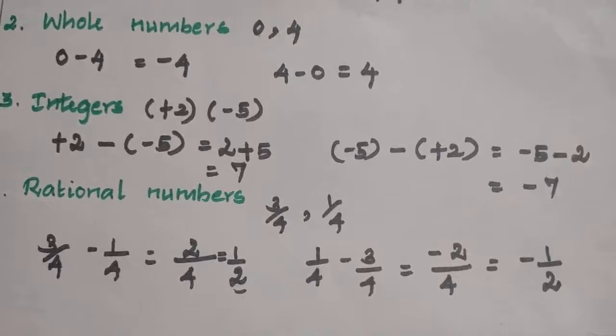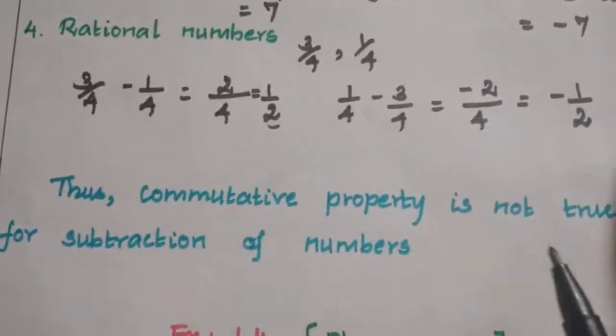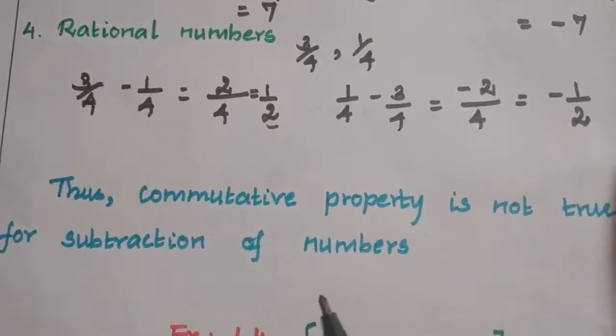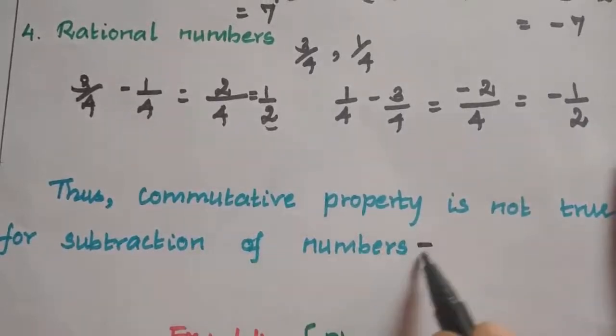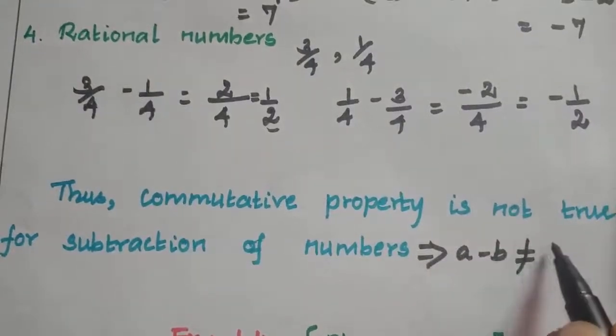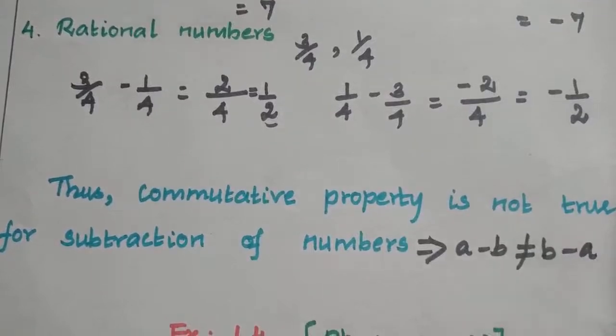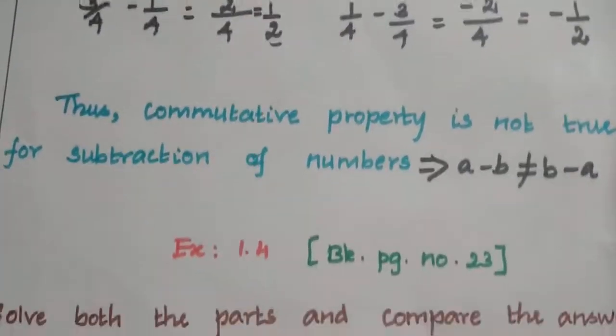In all the above cases, we see that if we change the order of numbers, the answers are different. Thus, commutative property is not true for subtraction of numbers, which implies that A minus B is not equal to B minus A. Is it clear, children? Yes. Let's move to the exercise.